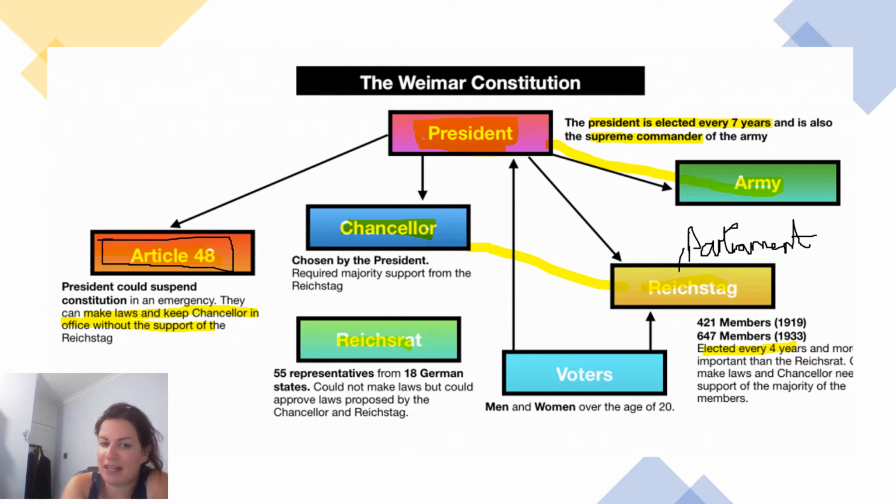It's basically the same as that, okay? And that's the representatives from the 18 German states. They could not make laws, but they could approve them and approve ones proposed by the Chancellor and the Reichstag.